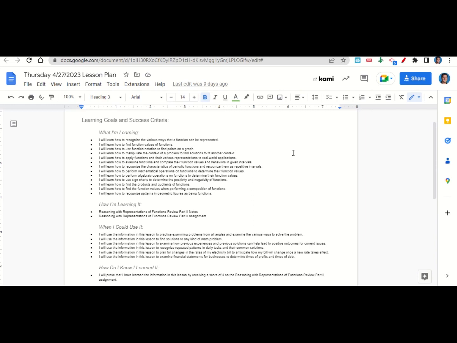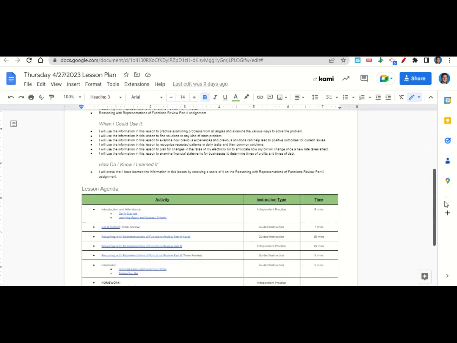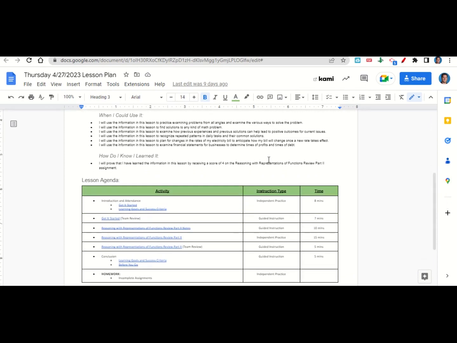How do you know you learned it? By getting a score of 4 on the Reasoning with Representations of Functions Review Part 2 assignment. Now let's take a look at our agenda for today. We will begin by going over the learning goals and success criteria. While we do that, you'll fill out your Get It Started. Once you've completed your Get It Started, we'll go over it together and answer any questions that you may have.